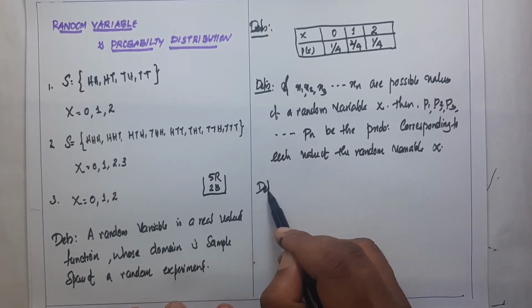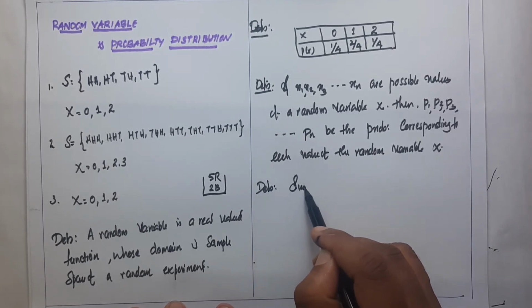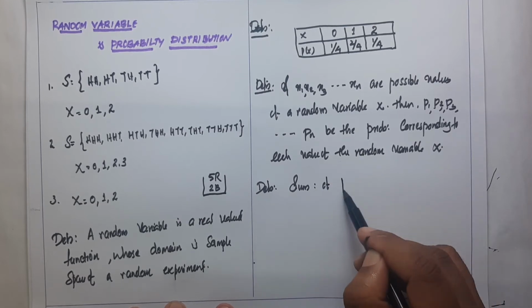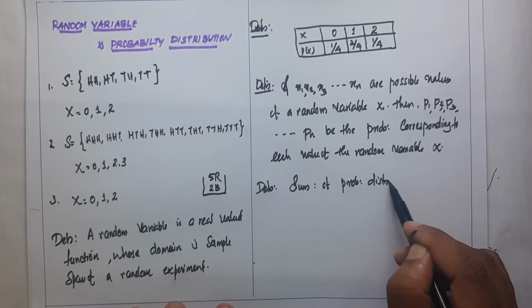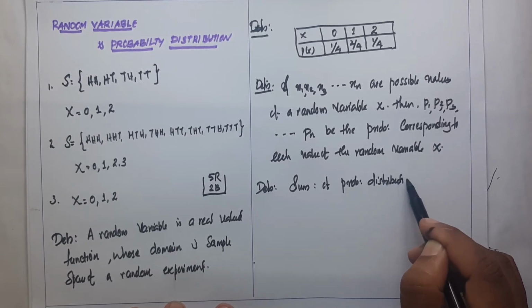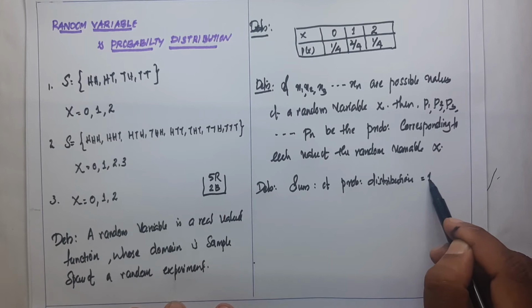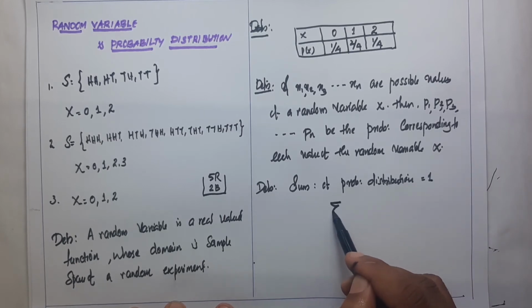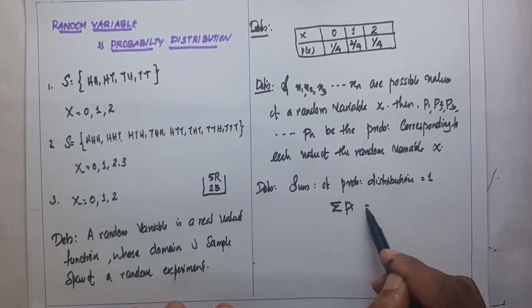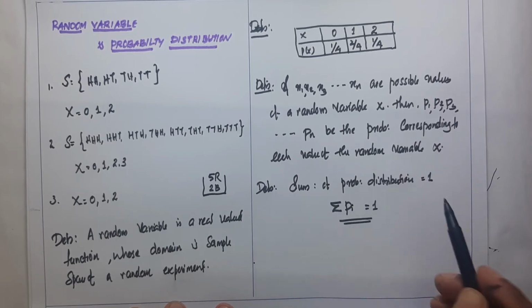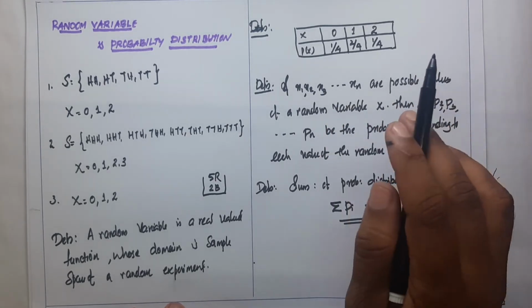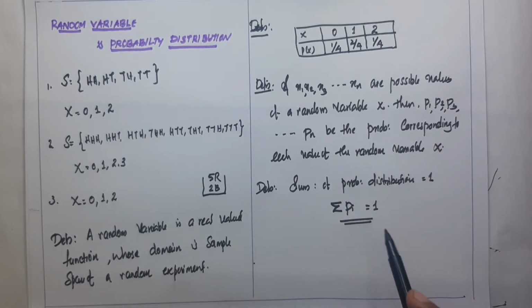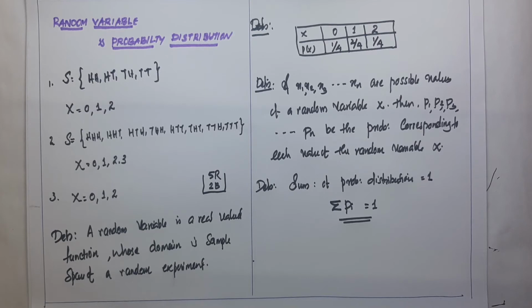Now, the third definition says that the sum of the probability distribution is equal to 1. That is, sigma pi is equal to 1. Here, 1 by 4 plus 2 by 4 plus 1 by 4 is equal to 1. The sum of the probabilities is always equal to 1. These are the main points corresponding to random variable and probability distribution.